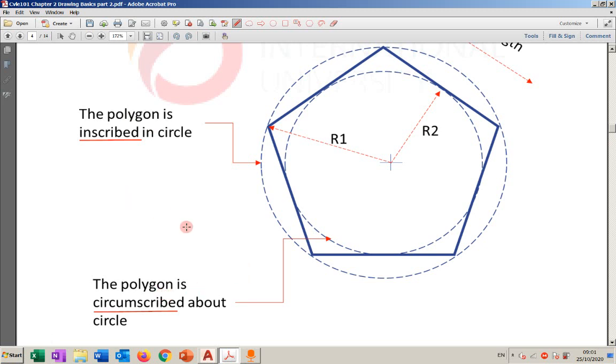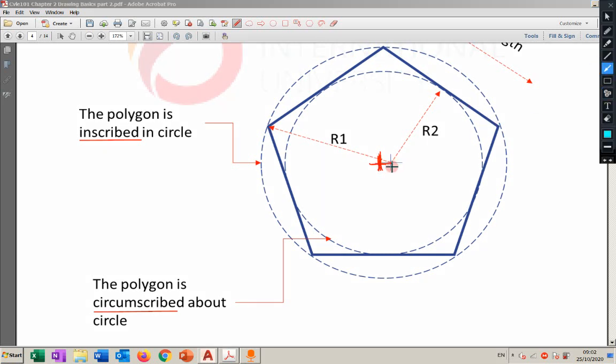Now the information is, we'll be having a center somewhere. This center will be the center of the circle and the polygon. Now, if you have information from the center of the polygon to the corner, so if you have the distance from the center to the corner, we're going to use this distance as the radius for the circle, and the circle will pass through the points, and we have to use the inscribed in circle option.